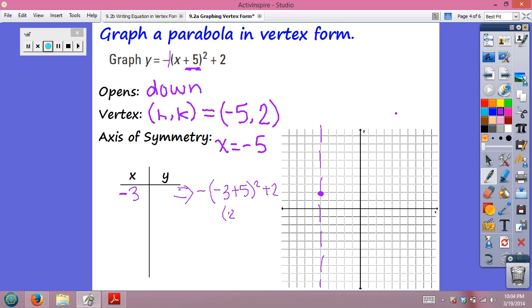We need that negative out front still, squaring the 2 plus 2. That will give us a negative 4 plus 2 equals negative 2. So if we plug in negative 3, we get out negative 2, which is going to be down here.